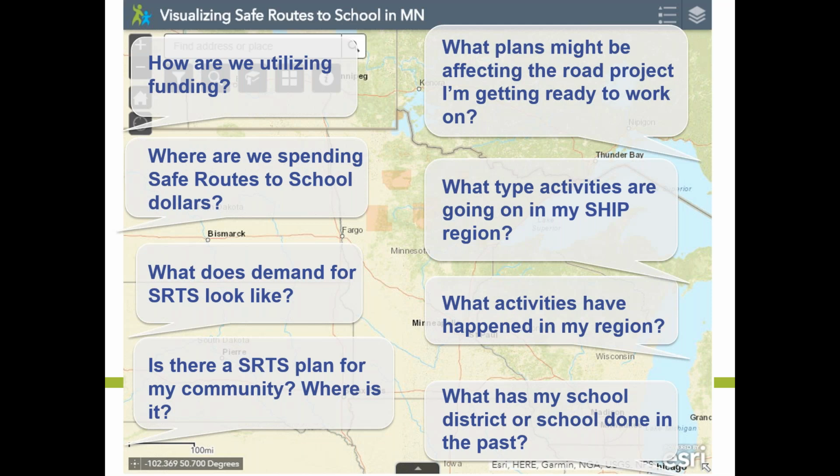Same for our regional development organizations. Those planners might be interested in what activity there has been in their region in the past. Or a district superintendent or a school principal or parent, just inquiring about what's been going on with Safe Routes at my school, maybe as they first arrived at the school and the original team had turned over.